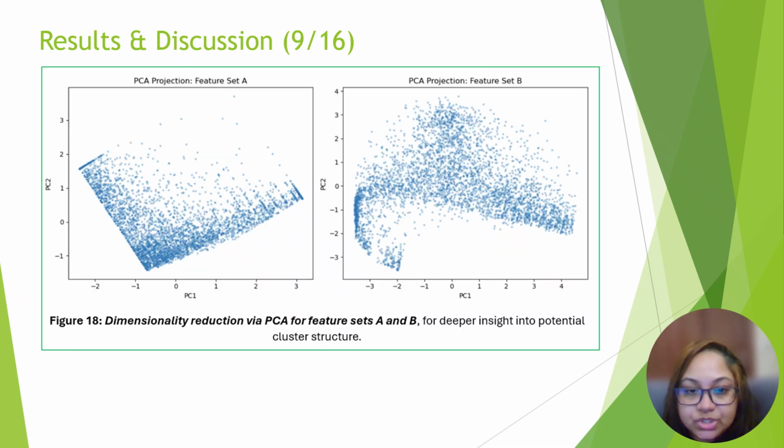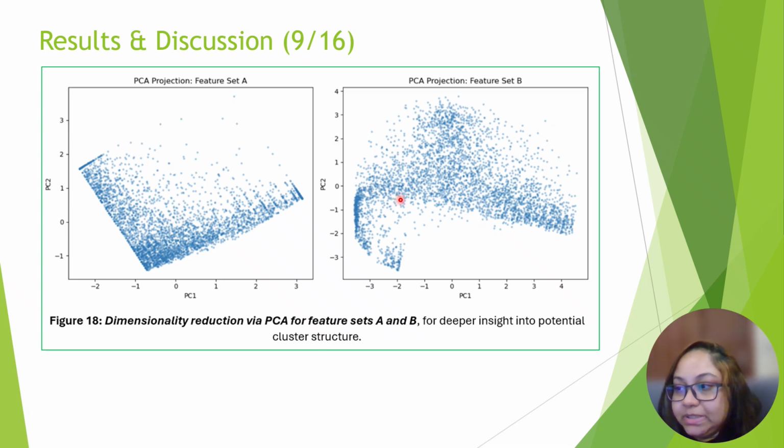Next, we have the PCA projections in 2D space for both feature set A and feature set B. So the dimensionality reduction via PCA was conducted for deeper insight into potential cluster structure. So the interpretation from these PCA projections is that specifically for feature set A, as can be seen, the points occupy a narrow V-shaped band in the PC1, PC2 plane, and they also have heavy overlap and few natural pockets or clusters. Almost all of the variance is captured along a single direction, reflecting the strong correlation between frequency and monetary spend. So this limited dispersion suggests that RFM alone may not yield well-separated customer groups.